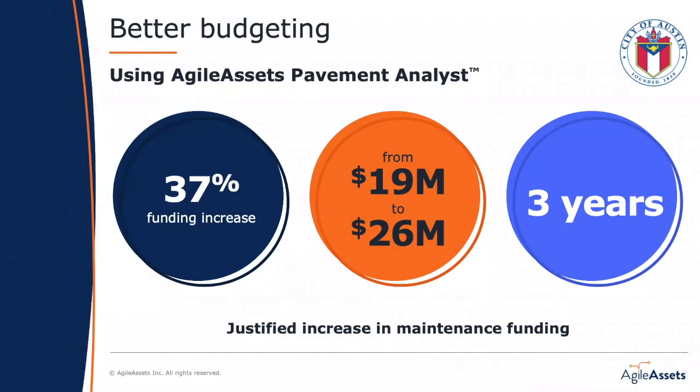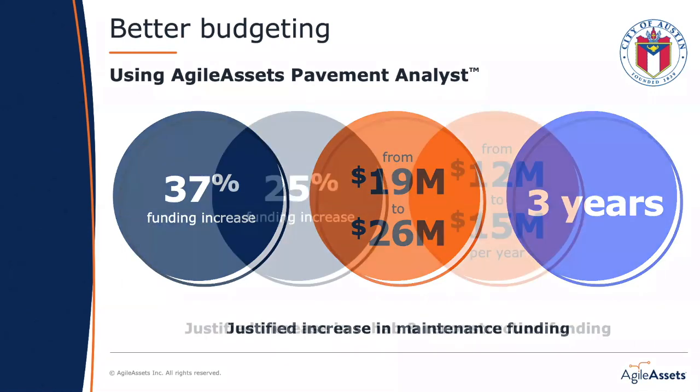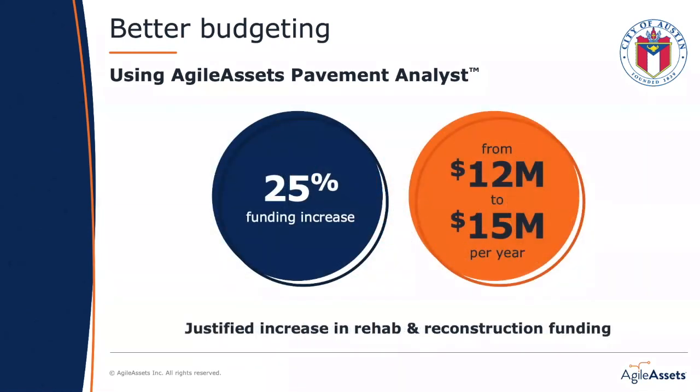We've achieved some major improvements for the City of Austin. We've increased our funding as a result of better budget forecasting using the AgileAssets Pavement Analyst solution. Through detailed analysis and projections, the city has justified a 37% increase in preventative maintenance funding. We've gone from 19 million to 26 million over a 3-year period. Also, through more accurate planning and reporting, the city justified a 25% increase in rehabilitation and reconstruction project funding. We moved from $12 million to $15 million per year on average.